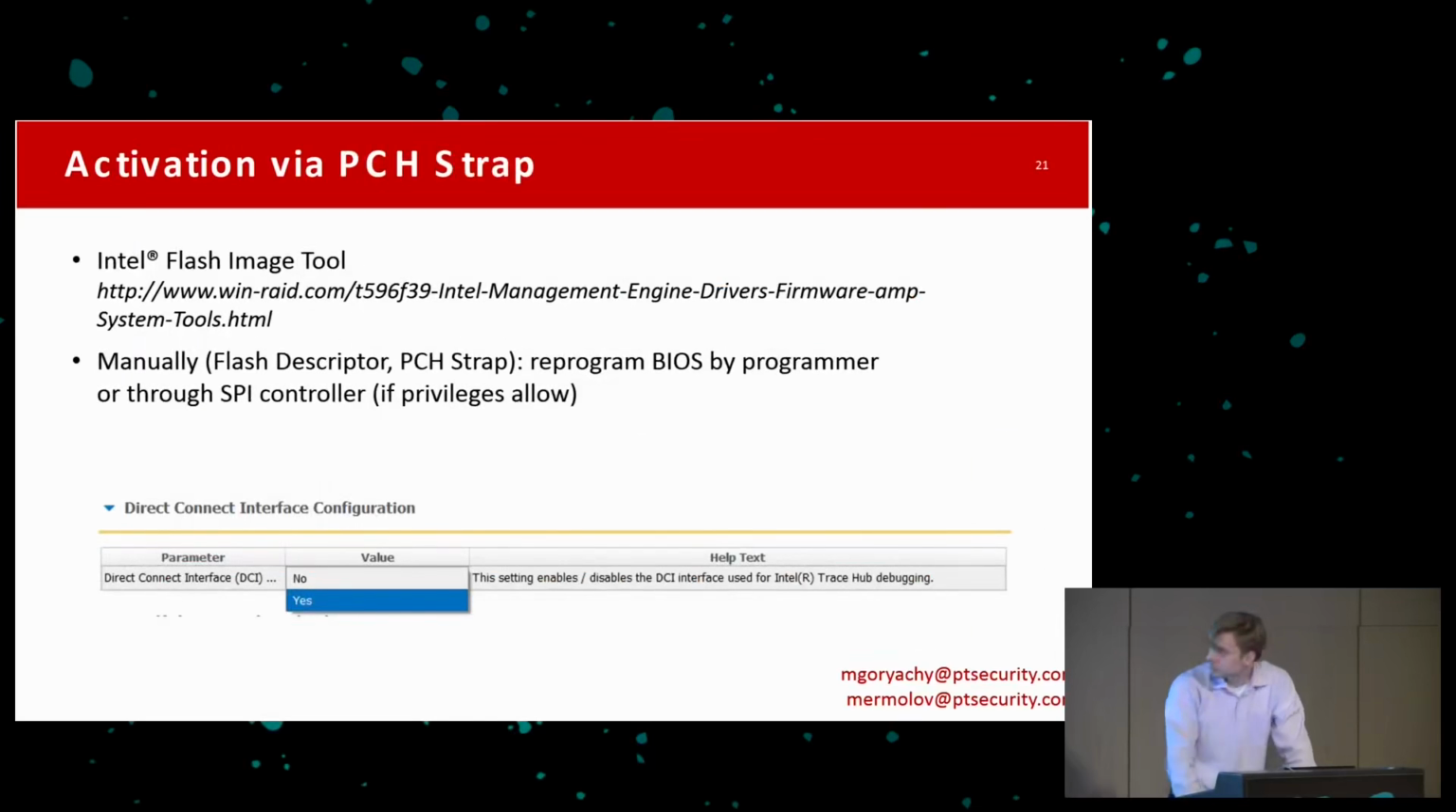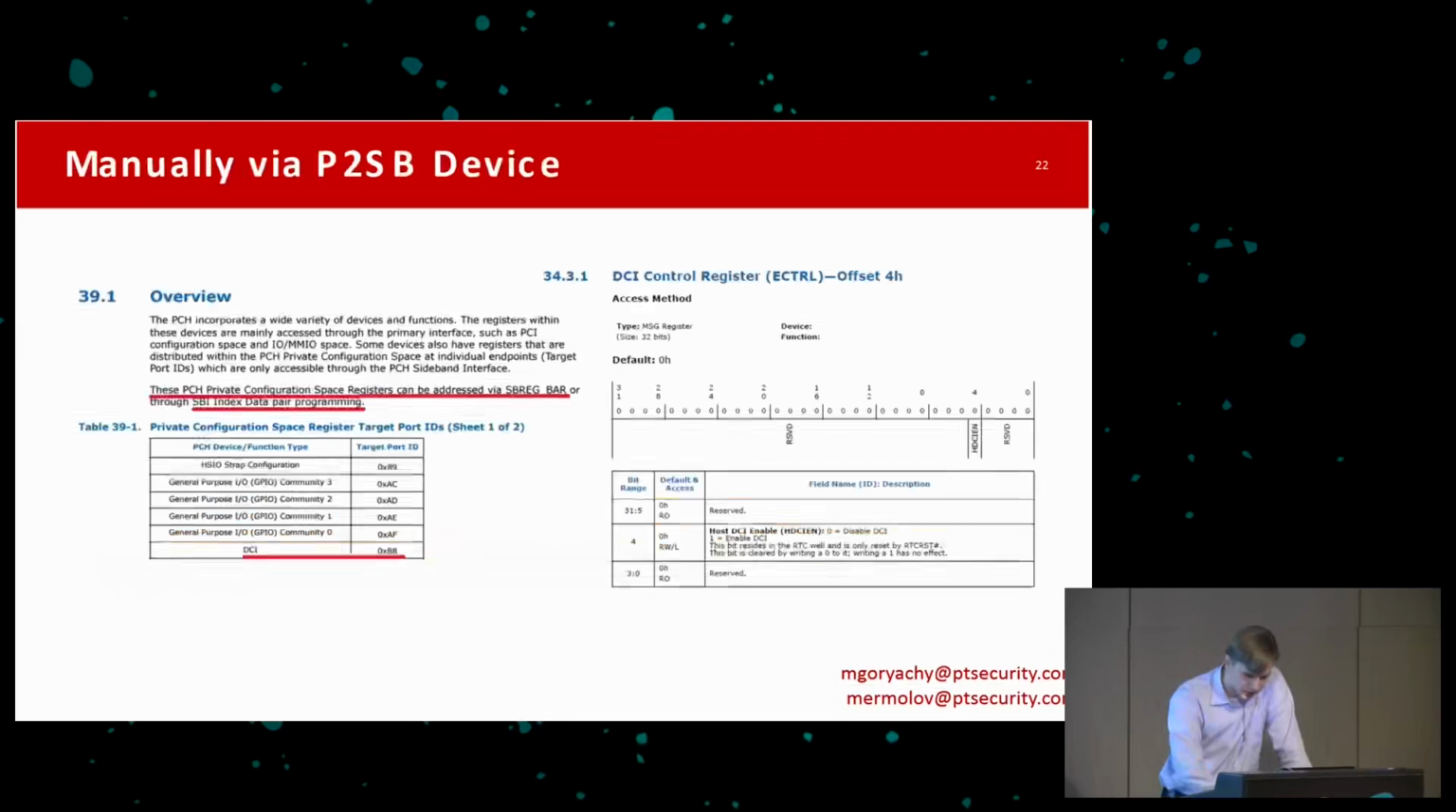Activation via PCH strap. DCI can also be activated by a configuration-specific bit in the PCH configuration, either manually, as they are located in the flash descriptor region, or by using the Flash Image Tool. It is a special tool for creating firmware BIOS images. This technique works even if Boot Guard is activated. It's good.